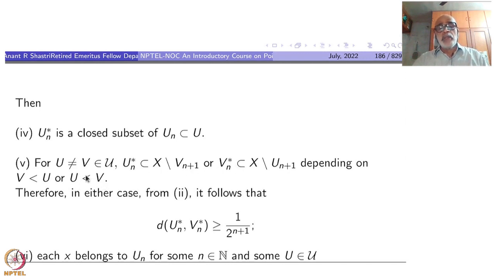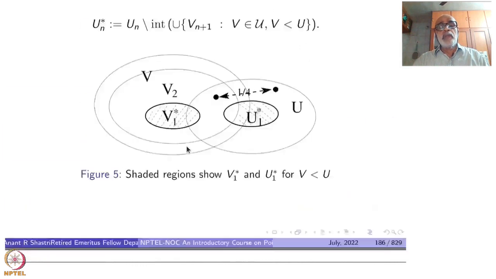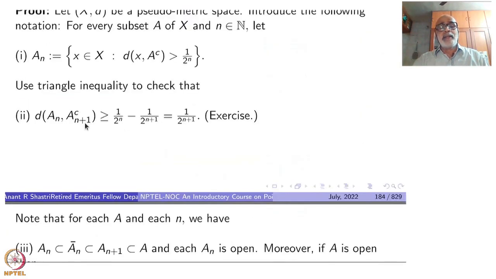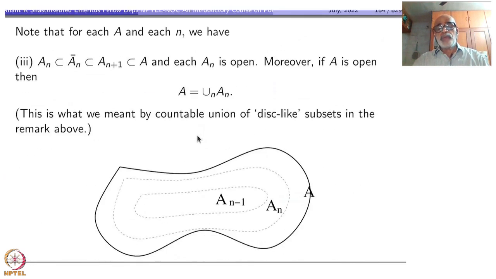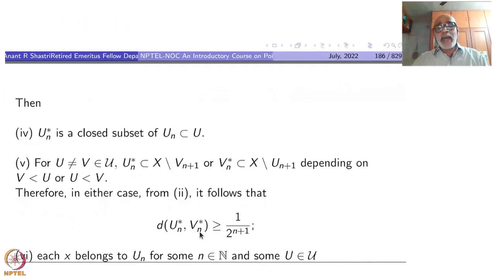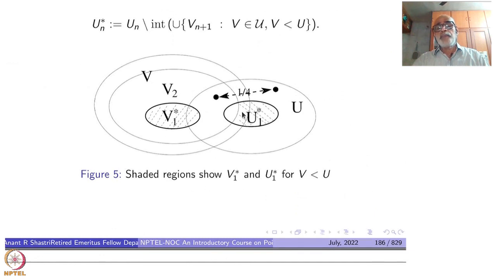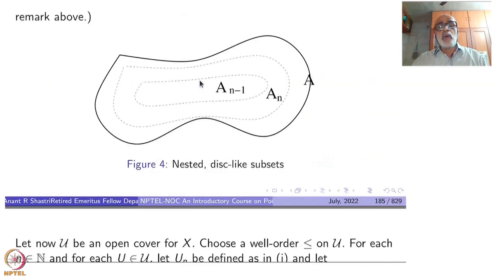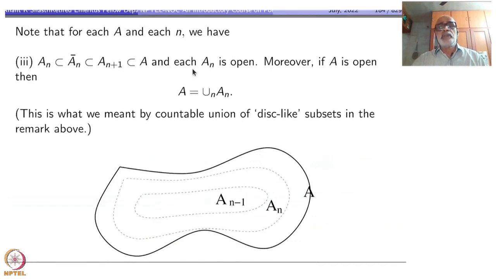Okay, so that is the definition of this. Therefore, in either case, from this general remark here, the distance between A_n and A_{n+1} complement is bigger than 1 by 2 power n+1. Which I showed you in this picture, the distance between U_n star and V_n star is always bigger than or equal to 1 by 2 power n+1. So in this picture it was n equal to 1, so it is 1 fourth. So you don't have to draw any pictures at all if you follow the logic step by step. Each step is a very small picture in your mind. After that, you have to just use whatever you have proved before. All right.